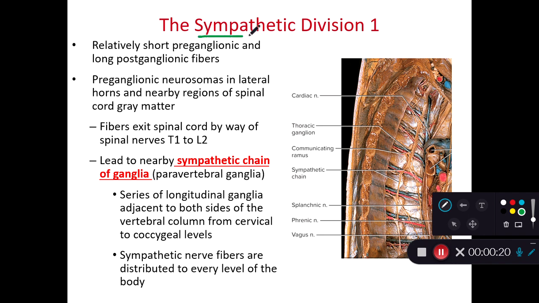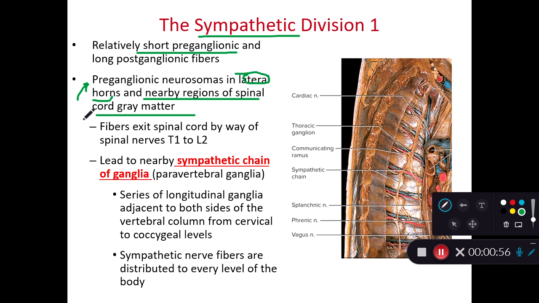Now, as we look at the sympathetic division, it's worth emphasizing that there are relatively short preganglionic neurons or axons, and the postganglionic axons are relatively long relative to the parasympathetic division. These preganglionic neurosomas are going to be within the lateral horns of the gray matter of the spinal cord, and they're also going to have nearby regions of spinal cord gray matter located throughout that serve as a point of origin.